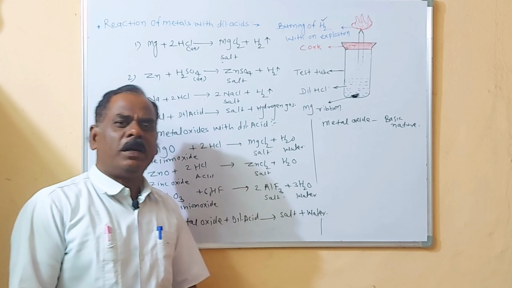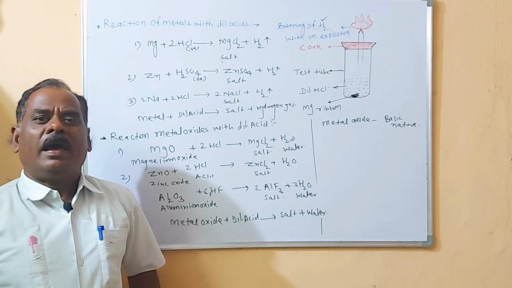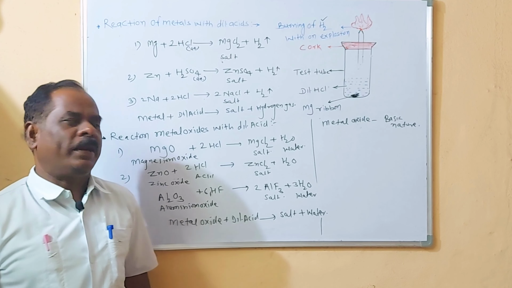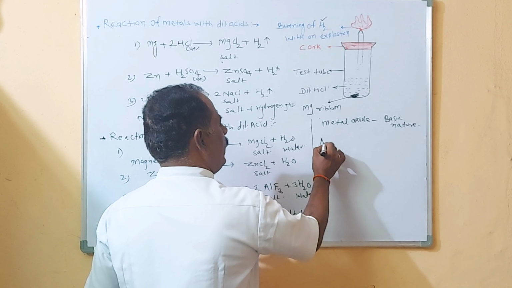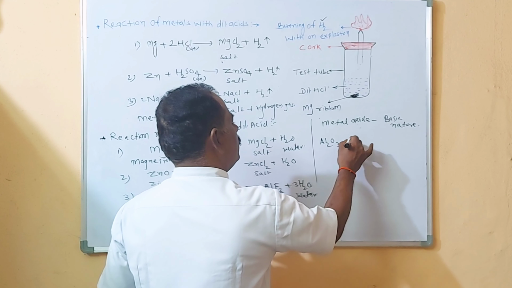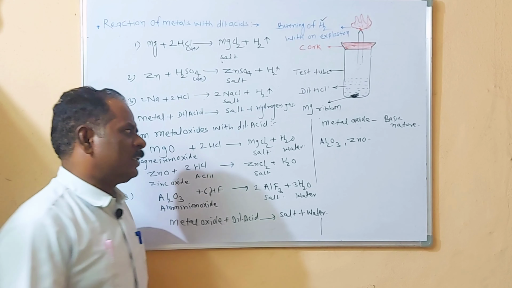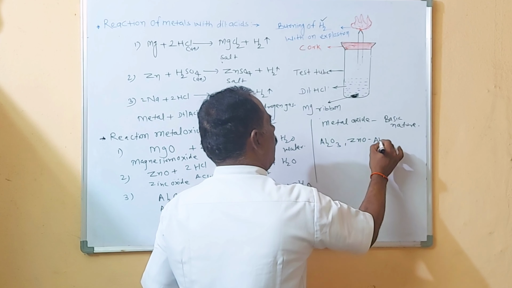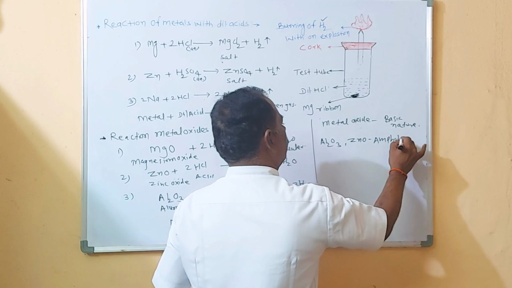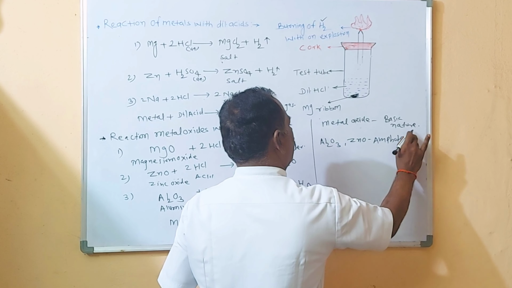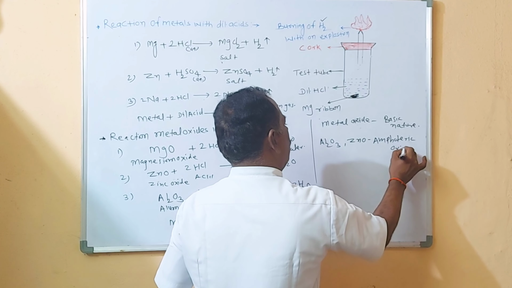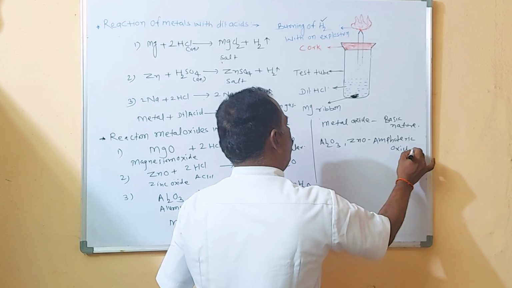But some oxides are acidic as well as basic. For example, aluminium oxide Al2O3 and zinc oxide ZnO. These 2 metal oxides show both properties, acidic as well as basic. Therefore, such types of oxides are called amphoteric oxides. How do we define an amphoteric oxide? The oxide which shows acidic as well as basic property is called an amphoteric oxide.